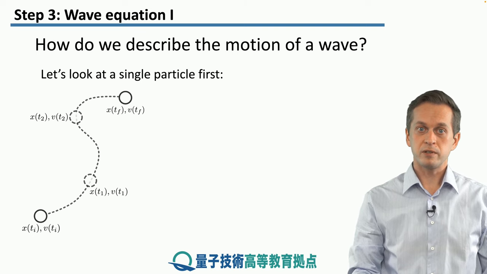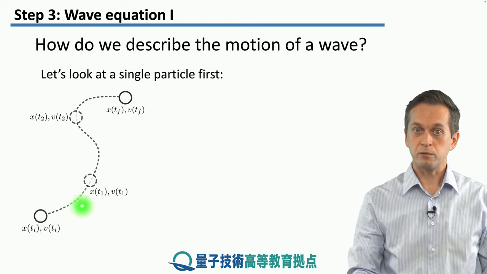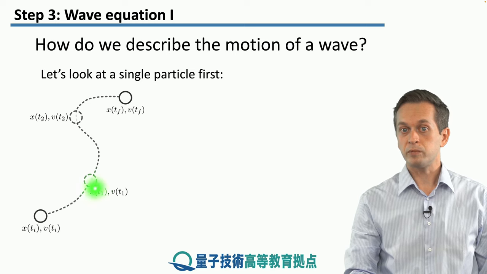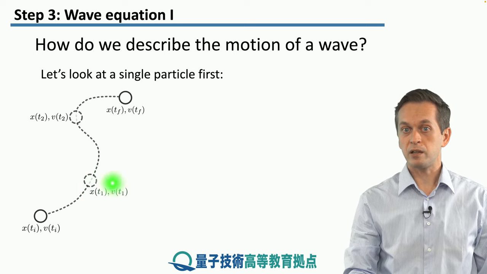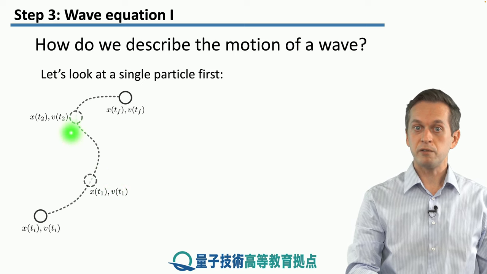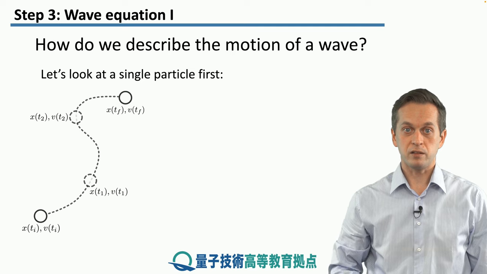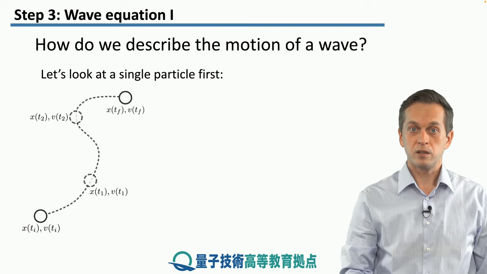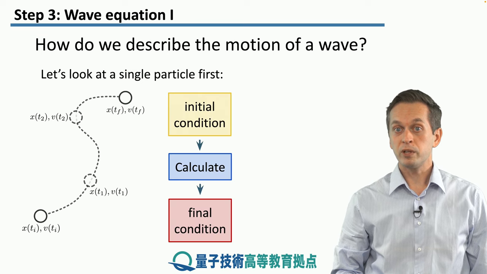Normally, we start with some initial position and initial velocity for a particle. Then as we propagate the particle through time, it moves to time t1, it has some other position and velocity, then it goes into t3, and finally it reaches the final position with final velocity. The way to do it for classical particles is the following process.